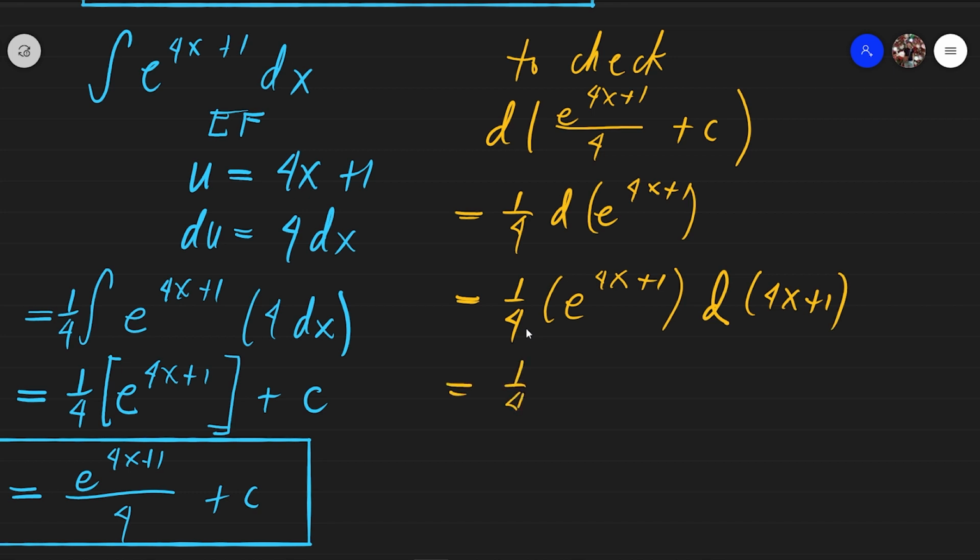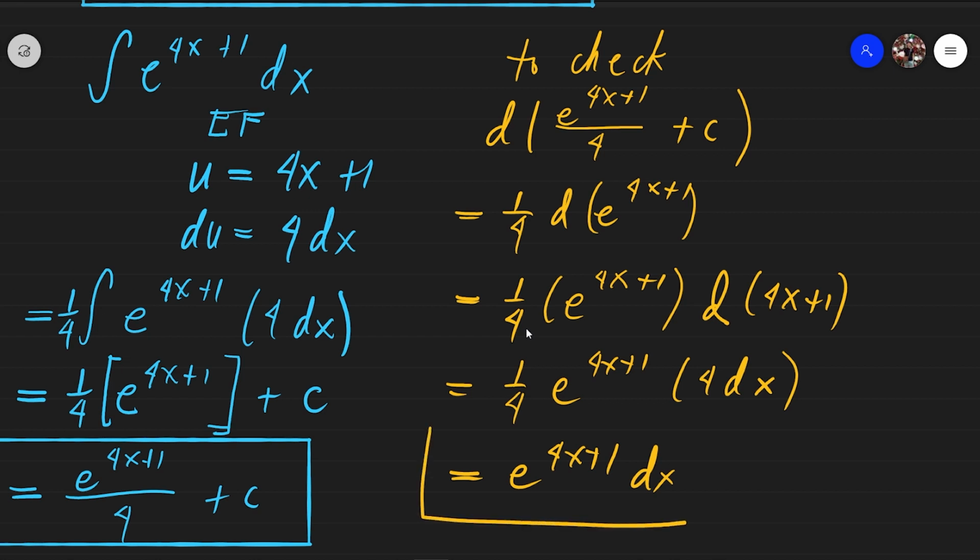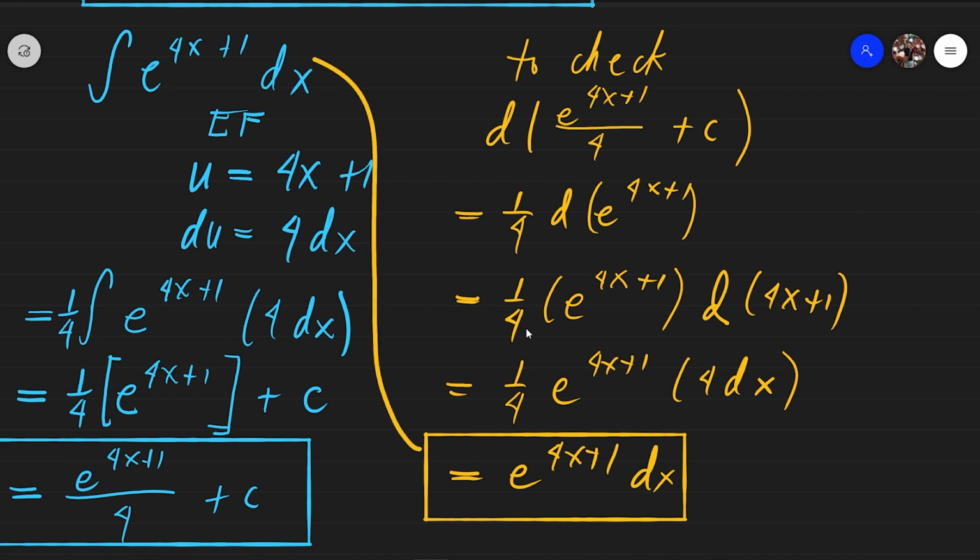So this will be 1/4 e raised to 4x plus 1. Differential of 4x plus 1 is 4 differential of x. So your 1/4 and 4 will cancel out. And what remains is e raised to 4x plus 1 dx. Now, as you can see, this quantity is exactly the same as the original given function. So therefore, our answer is indeed correct.